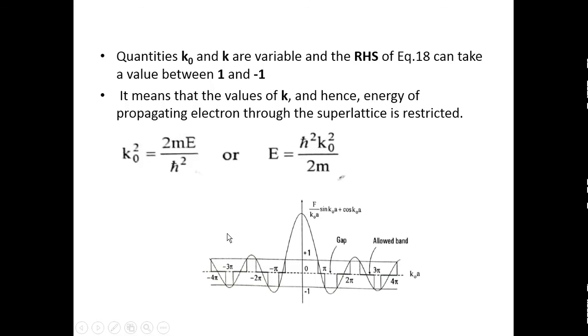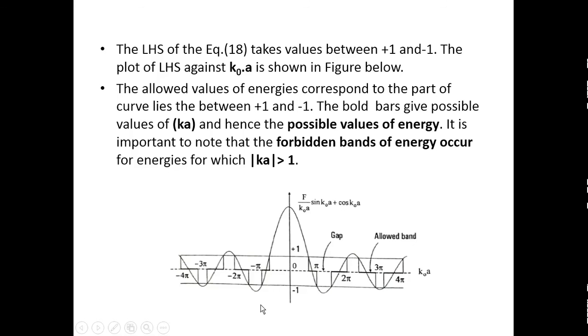So we can plot the allowed energy bands, and this is actually the allowed energy band, that is the electron wave motion here. So we take the maximum value of that amplitude of f by k0a sin k0a plus cos k0a. In this band diagram, this is the energy level, which can take a value between plus 1 and minus 1.